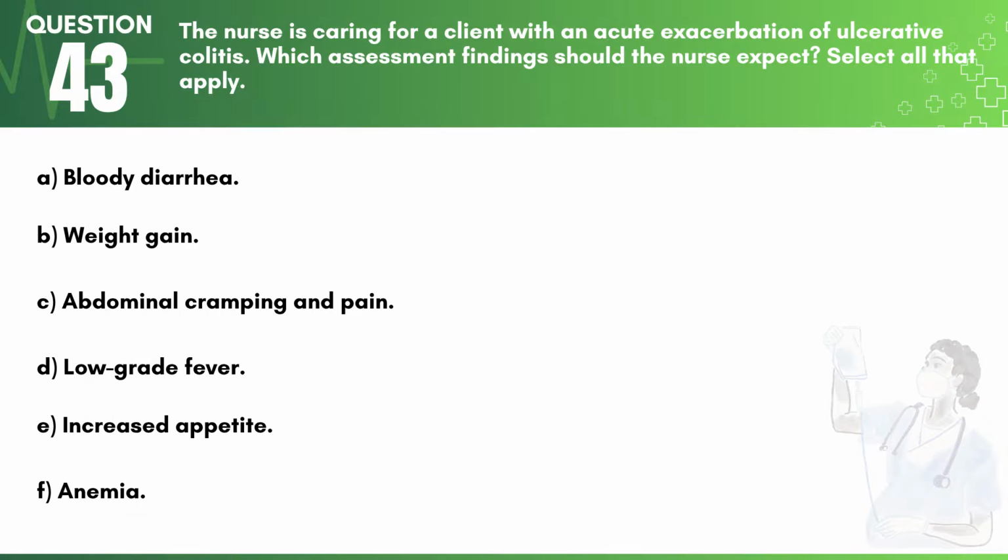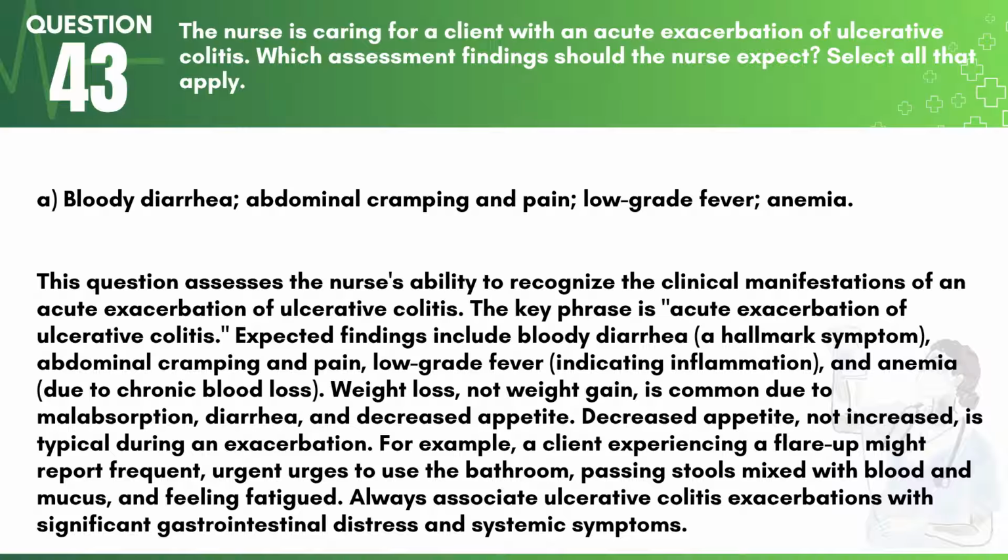Question 43. The nurse is caring for a client with an acute exacerbation of ulcerative colitis. Which assessment findings should the nurse expect? Select all that apply. A. Bloody diarrhea. B. Weight gain. C. Abdominal cramping and pain. D. Low-grade fever. E. Increased appetite. F. Anemia. Answer. Bloody diarrhea, abdominal cramping and pain, low-grade fever, anemia.